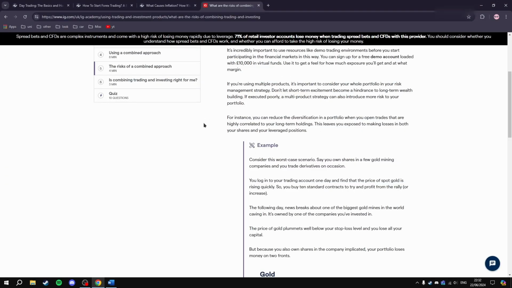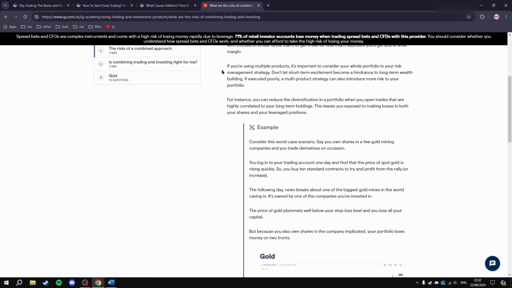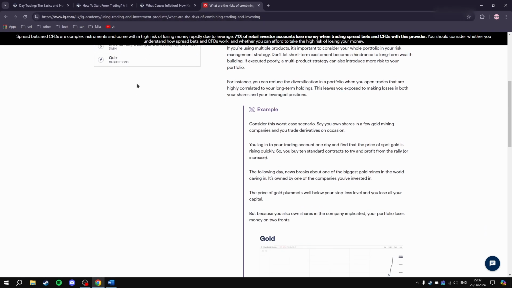If you're using multiple products, it's important to consider your whole portfolio in your risk management strategy. Don't let short-term excitement become a hindrance to long-term wealth building. If executed poorly, a multi-product strategy can also introduce more risk to your portfolio. For instance, you can reduce the diversification in your portfolio when you open trades that are highly correlated to your long-term holdings. This leaves you exposed to making losses in both your shares and your leveraged positions.